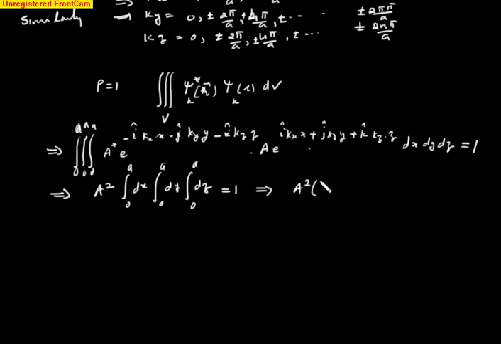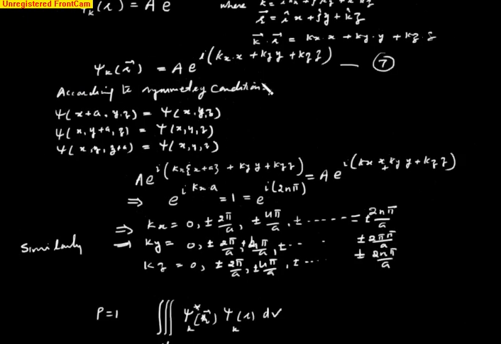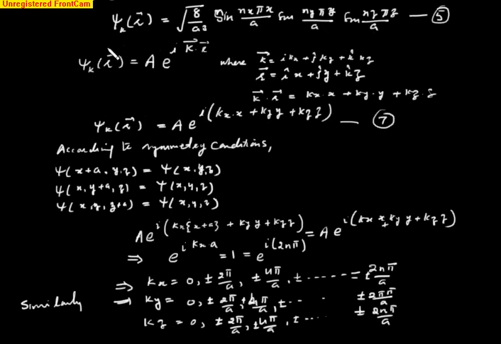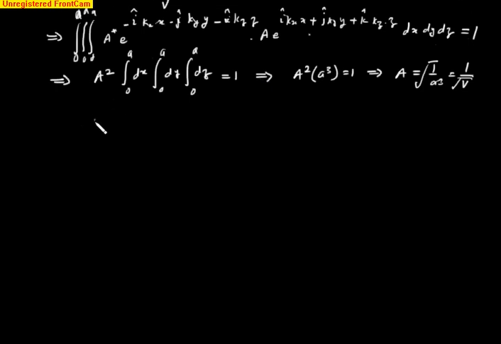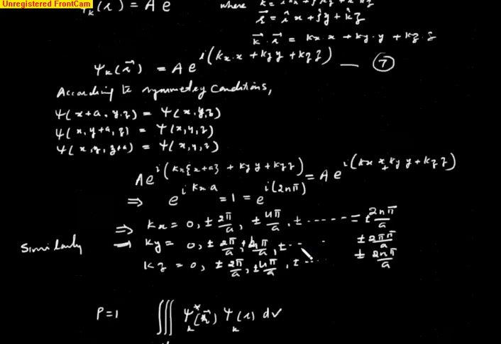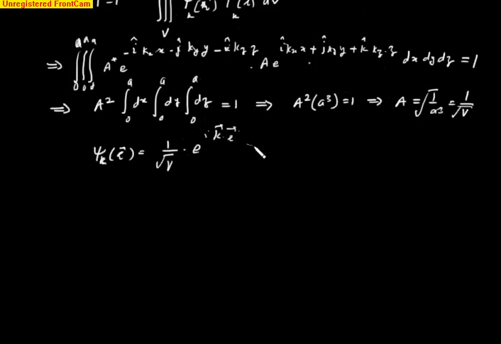And if we substitute all these values, and this will be equal to 1, which further implies A square times a cube equals 1, which gives me A is equal to the square root of 1 over a cube. And we know here that a cube is the volume of the metal portion, so it is simply the square root of 1 over V. Now if we use this value of A in the general solution, the general solution of ψk(r) will come out to be simply the square root of 1 over V times e to the i k·r. So this is the general solution of equation number 2. Let us represent it by equation number 8.